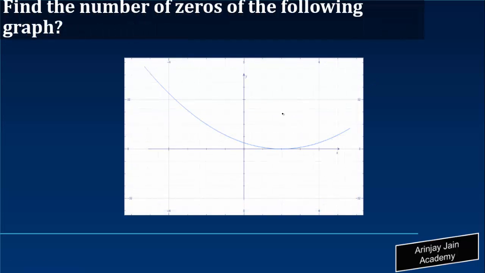Now how about this? If you look at this particular graph, it is intersecting the x-axis at only one point, right? So how many is the number of zeros in this case? 1.